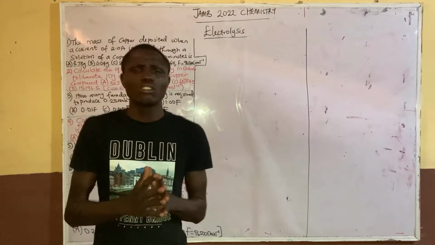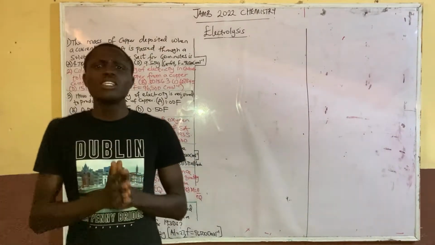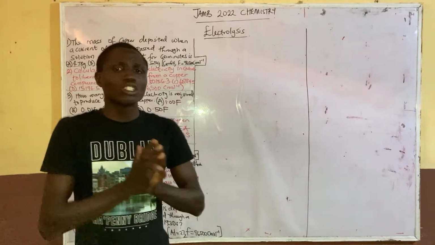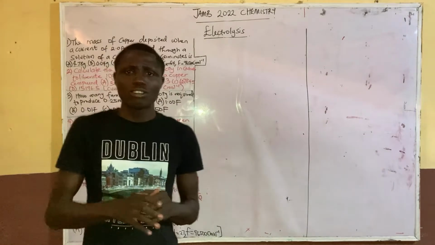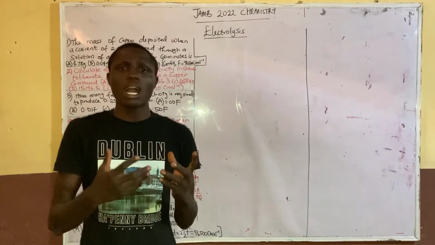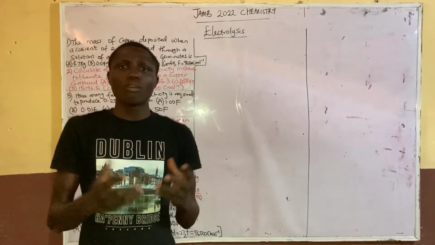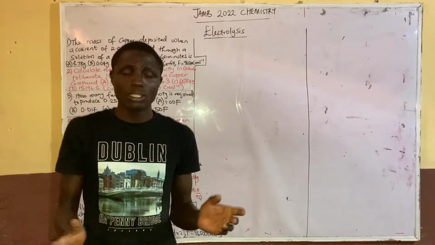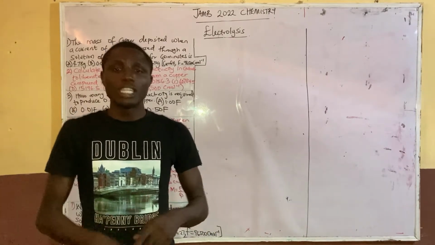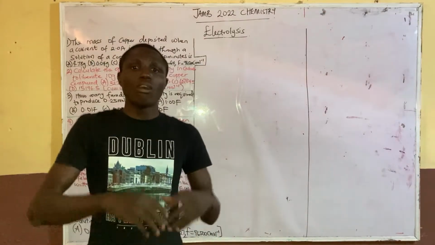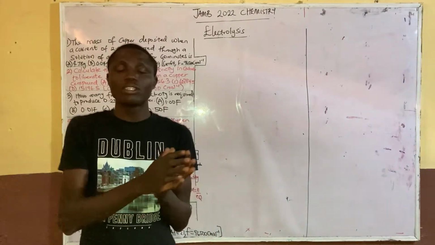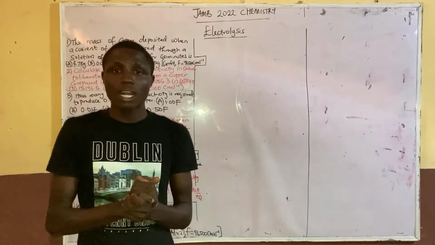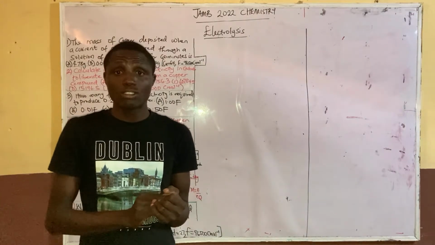Today we'll be considering chemistry in preparation towards Jamb 2022, and today we'll be considering the topic electrolysis. Electrolysis is the chemical transformation through passage of electricity in a reaction. What I mean by that is that when you use the action of electricity to produce some chemical reaction, it is what we call electrolysis.